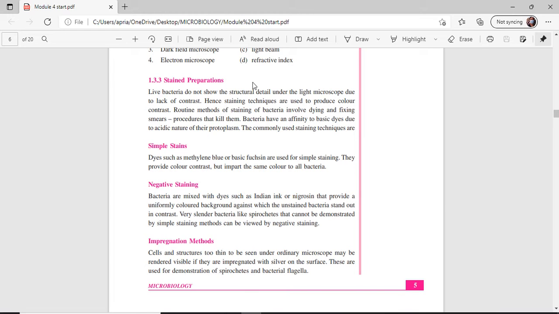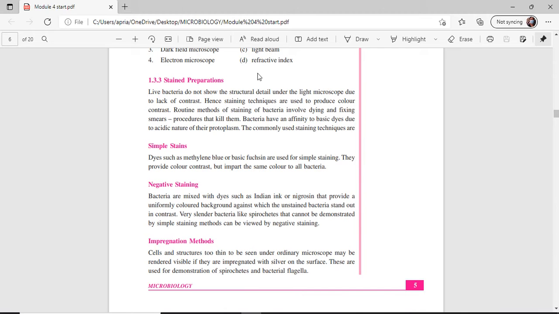Nigrosin black provides a uniformly colored background against which the unstained bacteria stand out. Ibig sabihin, ang ginakulayan ni is the background, leaving the bacteria alone. So mas makita mo ang bacteria kay wala siya stain. Background mo is pure black. Very slender bacteria, like spirochetes, cannot be demonstrated by simple standard methods and can be viewed by negative staining.